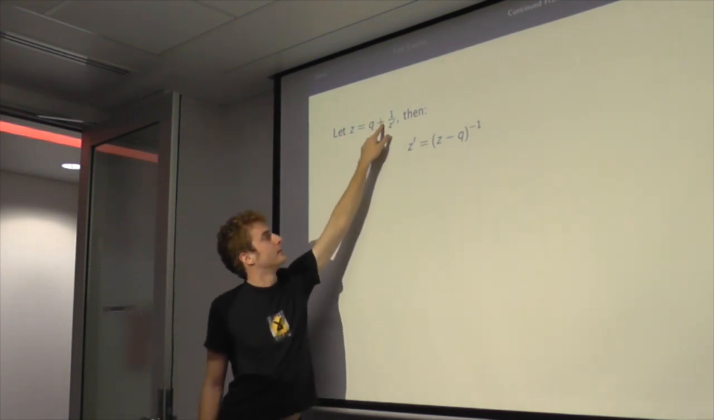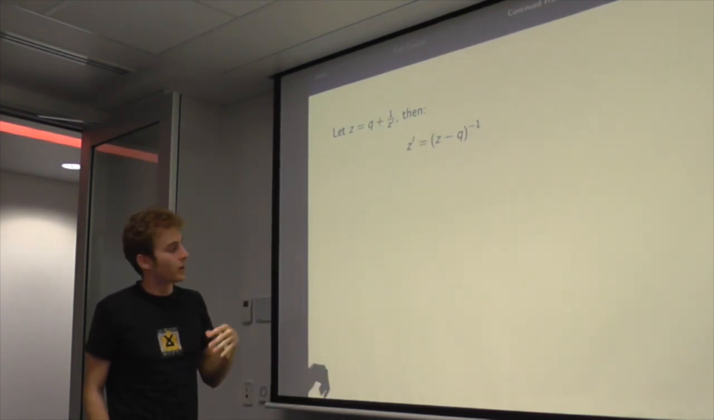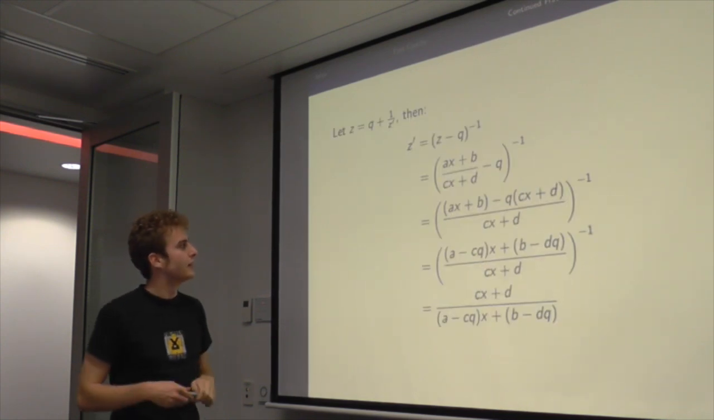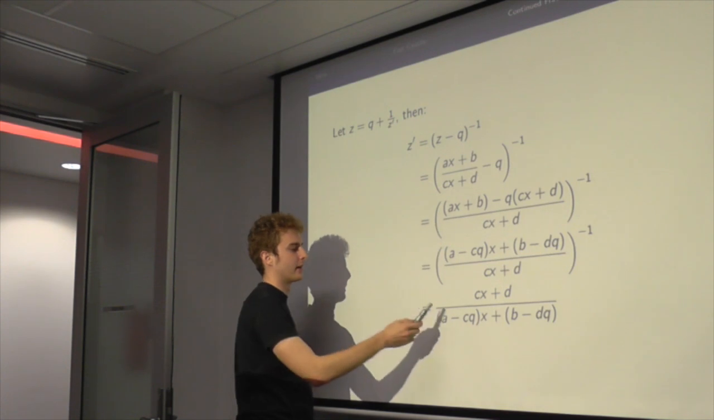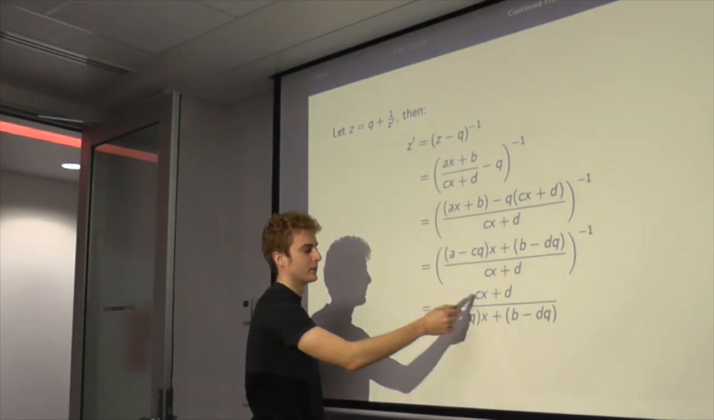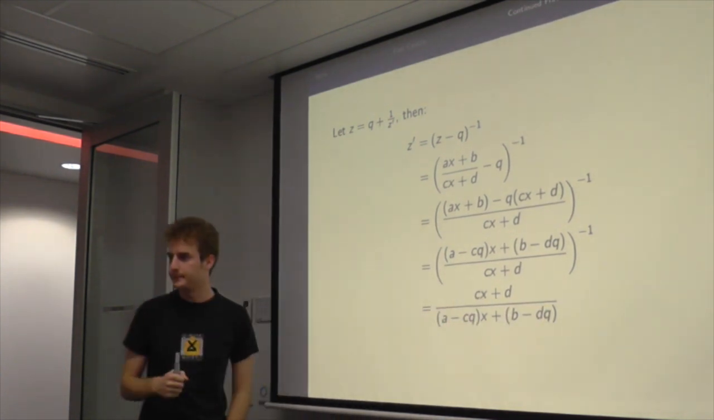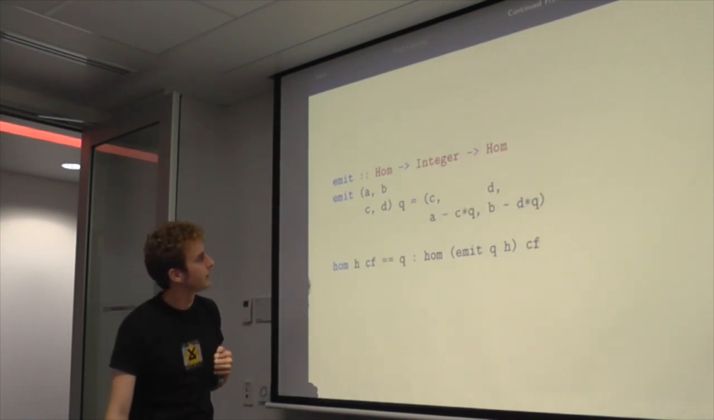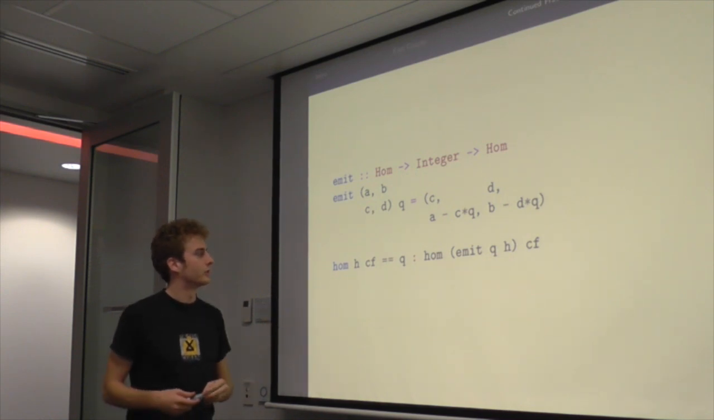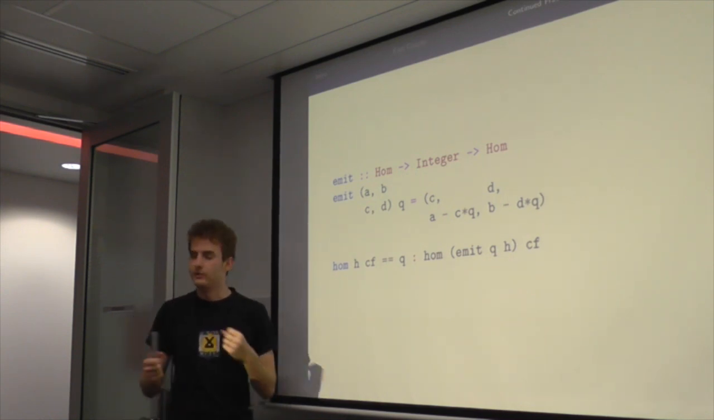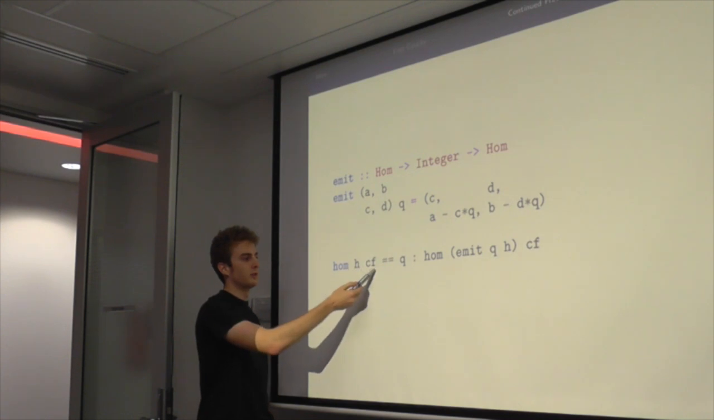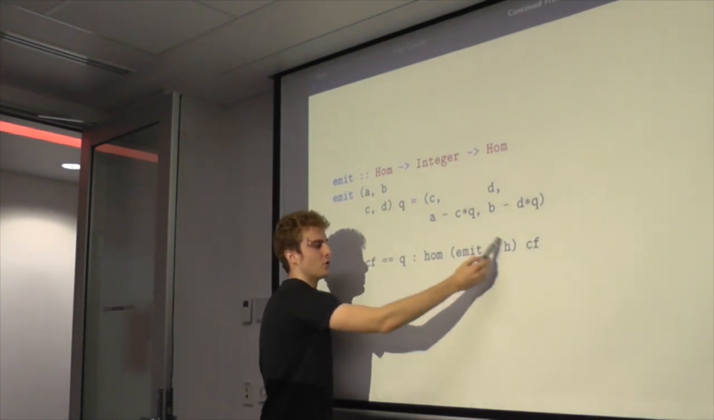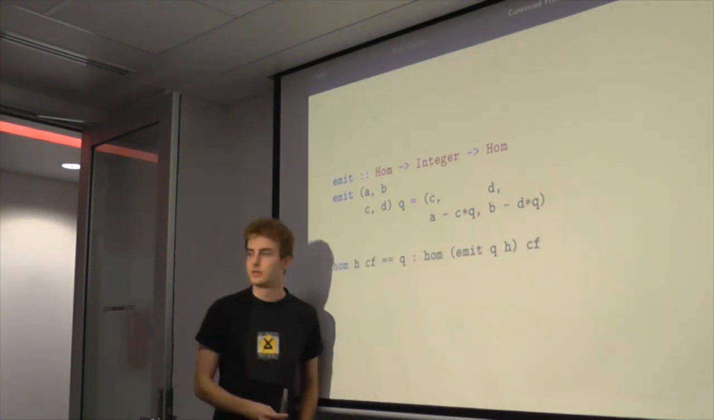Suppose our result is q plus 1 over that. If you work through it, it turns out that if we emit q out the front, we end up with another hom with different values, the same way we did when we absorbed something. Now, if you write it in Haskell, this is all that happens. In the same way, we have a new invariant where applying a hom to a continued fraction is the same as pulling a term out the front and then applying the new hom, after we emit that term, to the same continued fraction.